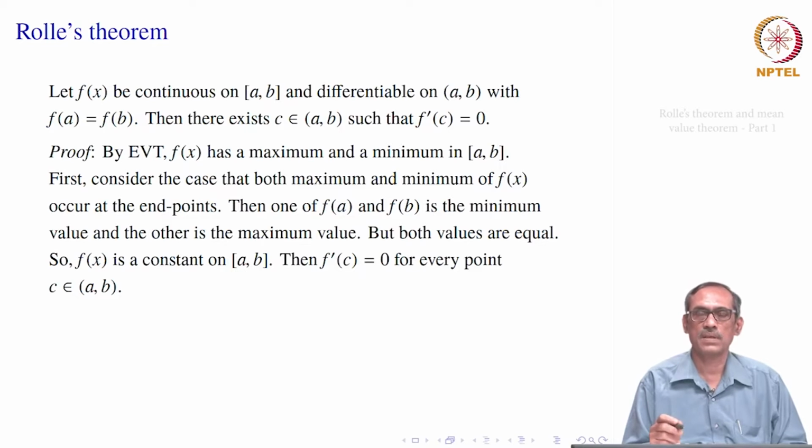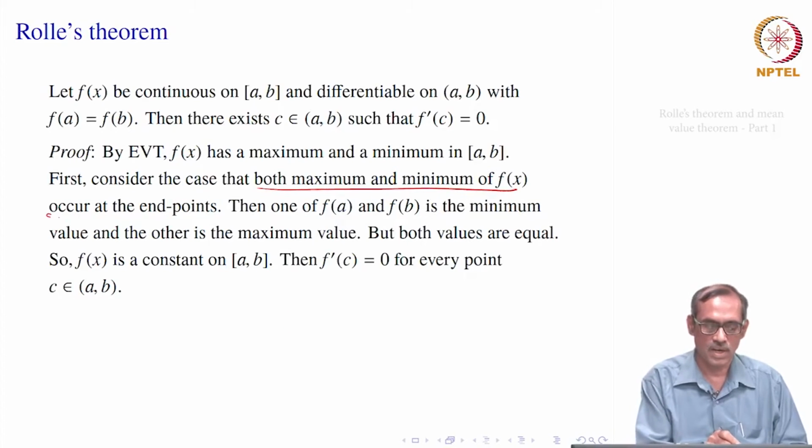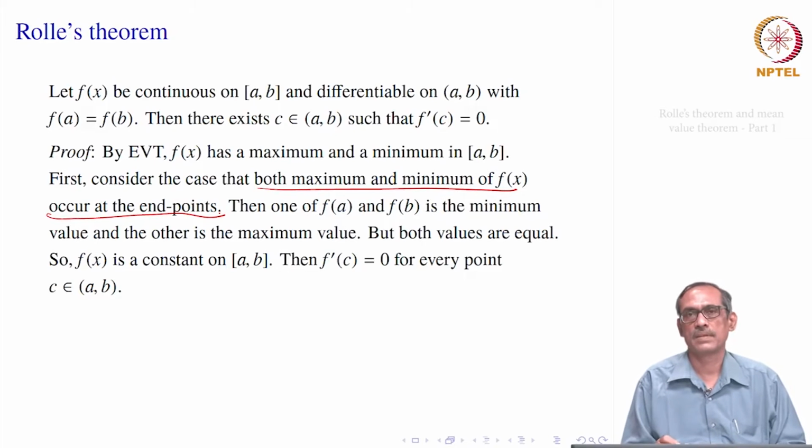So, suppose we consider the first case, where at least one of this maximum and minimum occurs at one of the endpoints. So, that is what we say: consider the case that both the maximum and minimum of f(x) occur at the endpoints. So, the maximum occurs at an endpoint, and the minimum also occurs at an endpoint. Let us consider this case first.